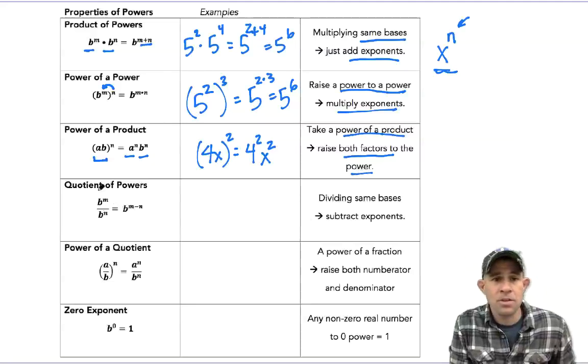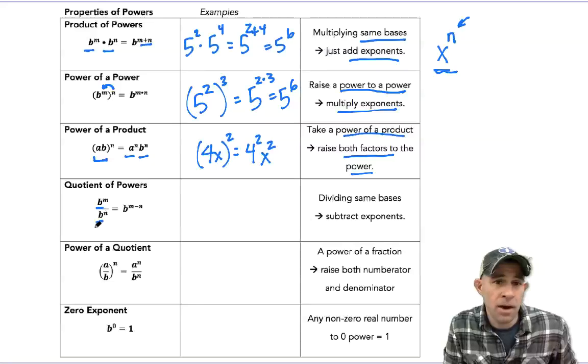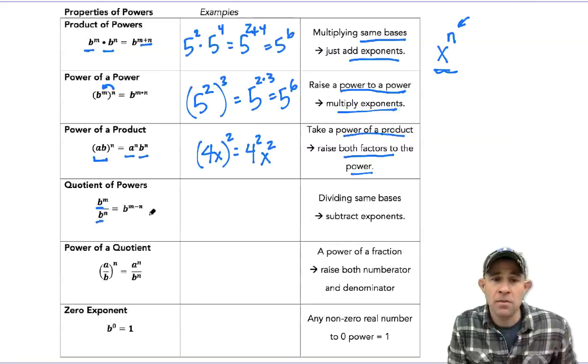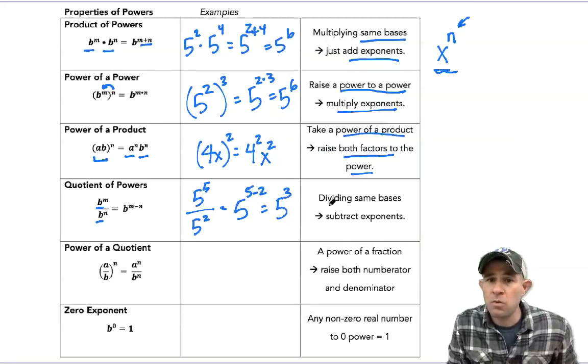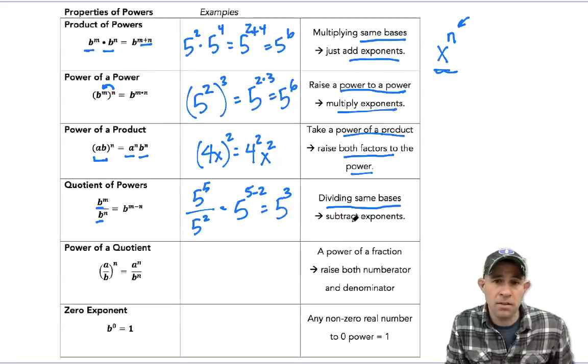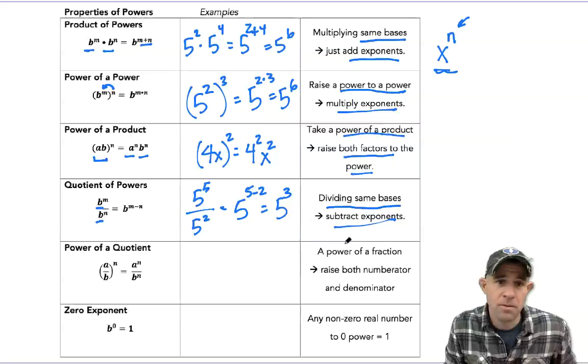All right, our next rule is the quotient of powers. So again, notice we go back to having the same base. b to the m is being divided by b to the n. The result is b to the m minus n. So here's our example when we have 5 to the 5th power being divided by 5 squared. The result is 5 to the 5 minus 2, which is 5 to the 3rd power. So when we're dividing by the same bases, now we're going to subtract our exponents.